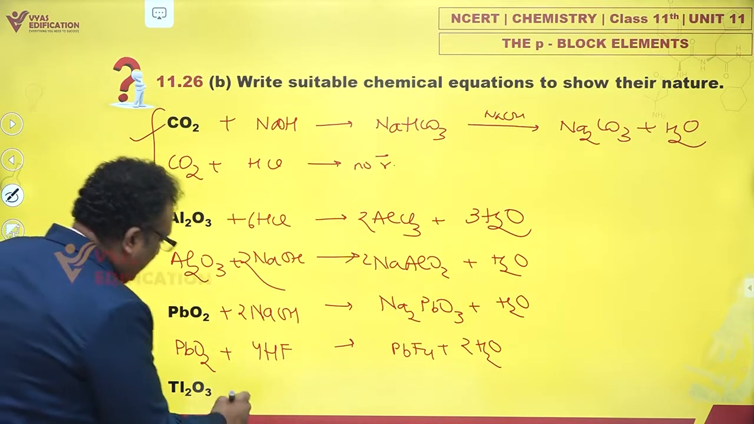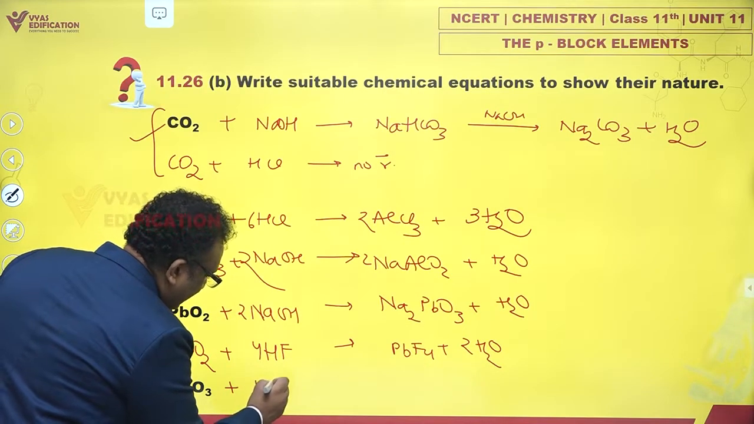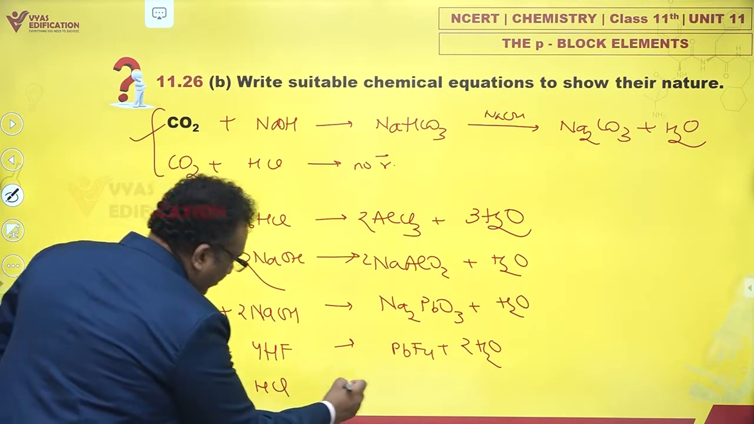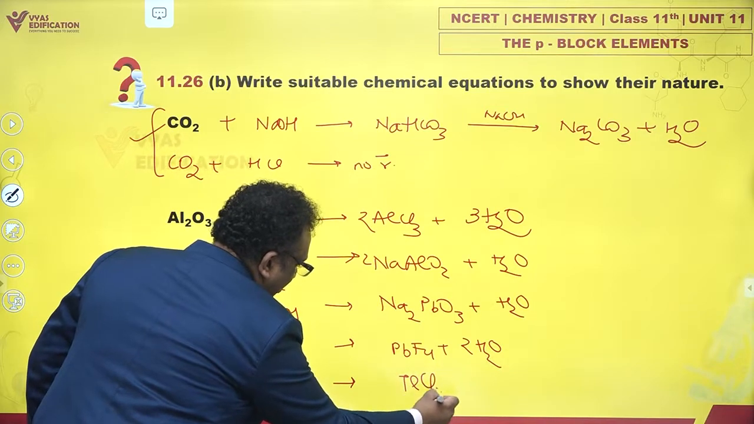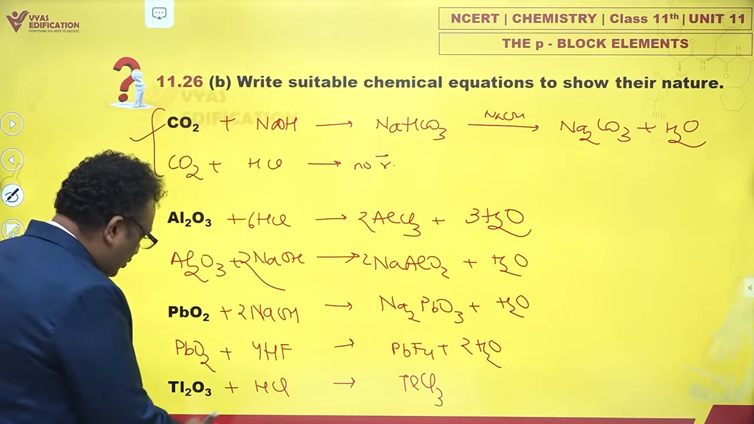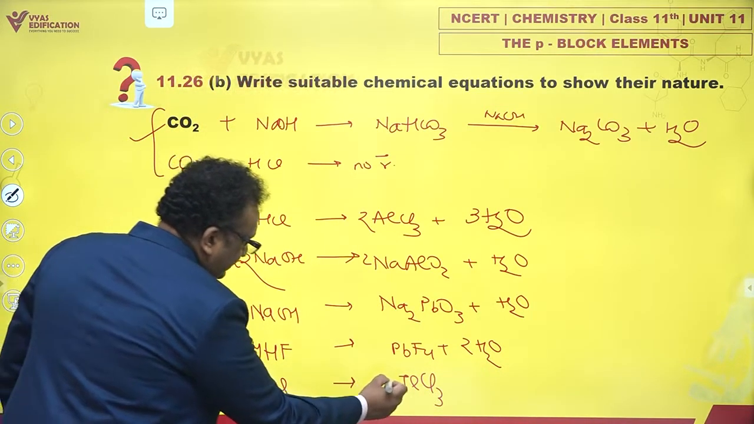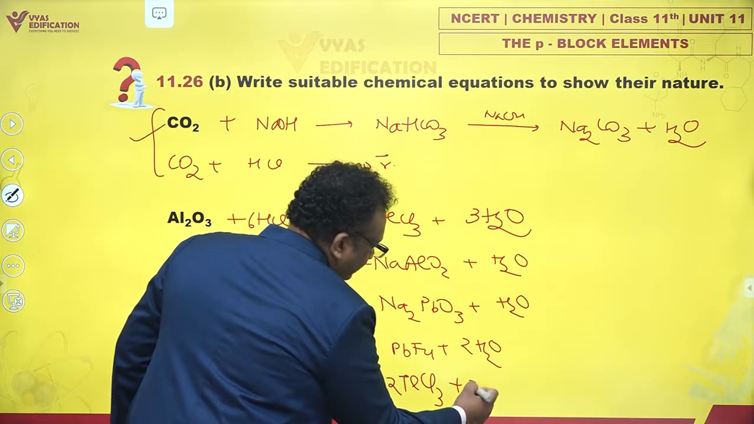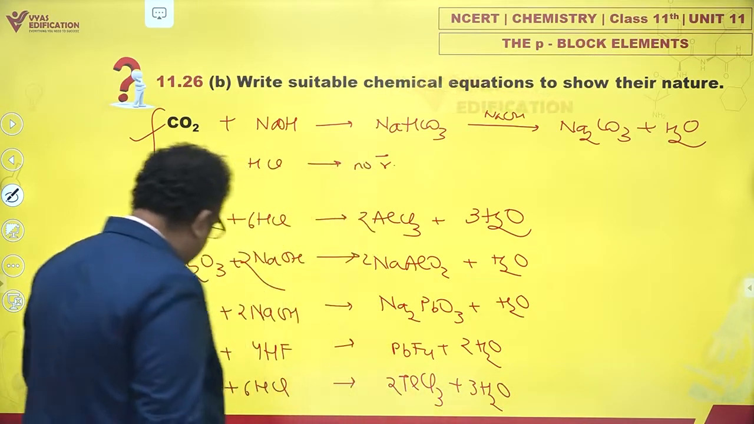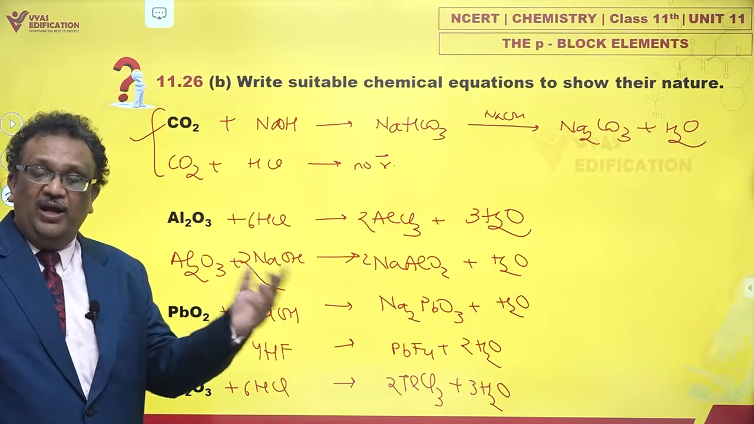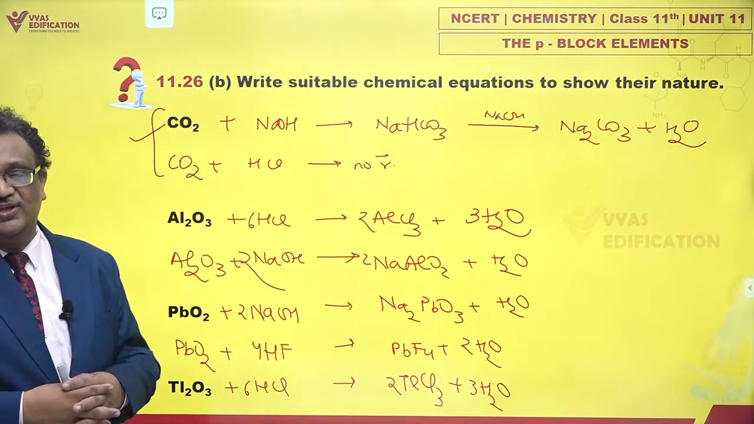Tl2O3 is a classical base with HCl. It can give you TlCl3, or with HF it can give you TlF3 also. But the same Tl2O3, if you add NaOH, you would get no reaction. It won't react at all.